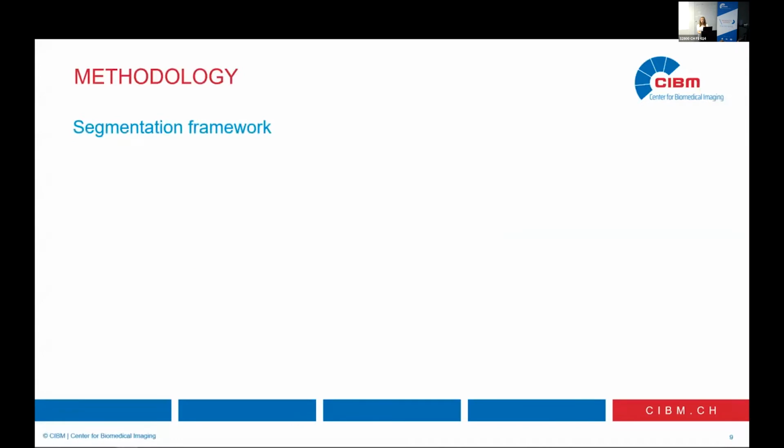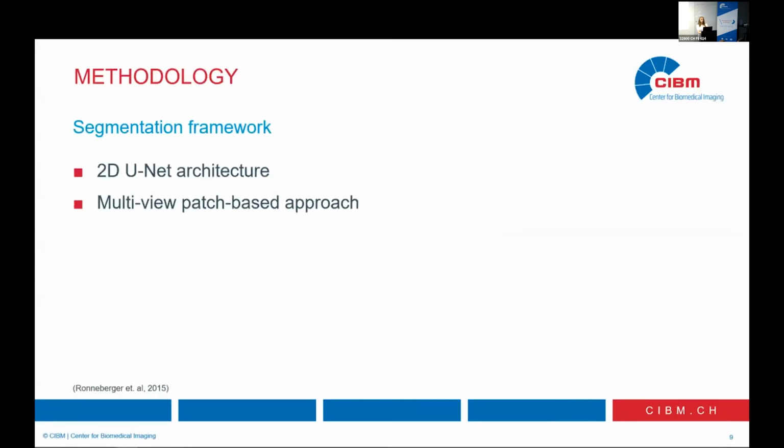We define our segmentation framework, which is just a 2D U-Net architecture, which is widely used for segmentation in medical imaging. And we use a multi-view, patch-based approach, which means that we are working with 2D images, but we feed the network with images from the three orientations, axial, coronal, and sagittal.